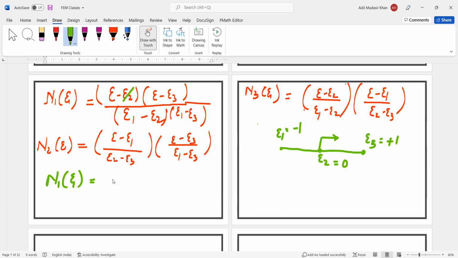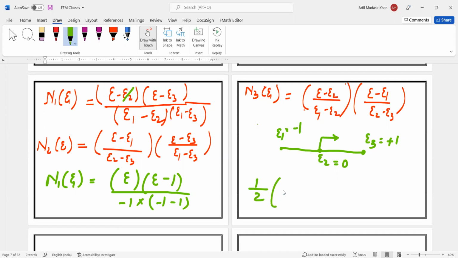In the numerator, it will be zeta into (zeta minus 1), divided by (zeta 1 minus zeta 2) into (zeta 1 minus zeta 3). Zeta 1 is equal to minus 1, zeta 2 is 0, and zeta 1 minus zeta 3 is minus 1 minus 1. Okay, that will be equal to 1 by 2 into zeta into (1 minus zeta). Okay, that is the first shape function.